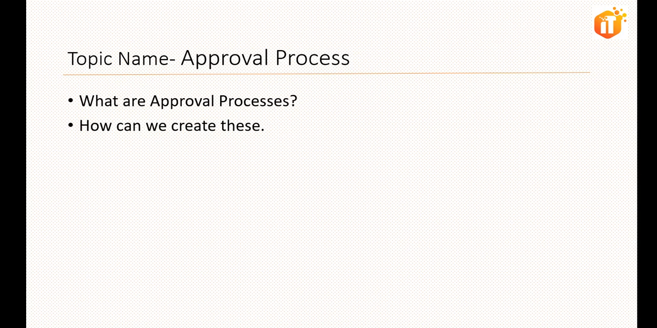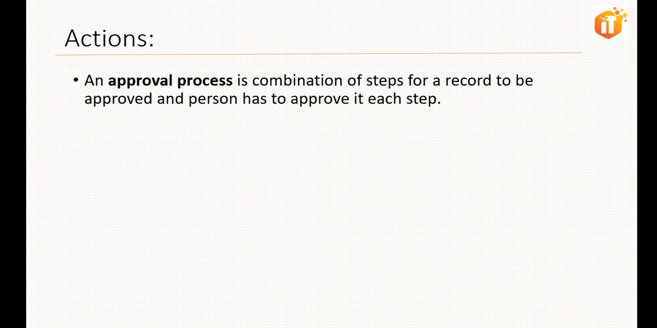Okay, so let's begin. What are all the actions and what are all the approval processes that we are going to do? An approval process is a combination of steps for a record to be approved, and a person has to approve it in each and every step, right? It is going to tell us which record needs to be approved and who is the person who is exactly going to approve your process.